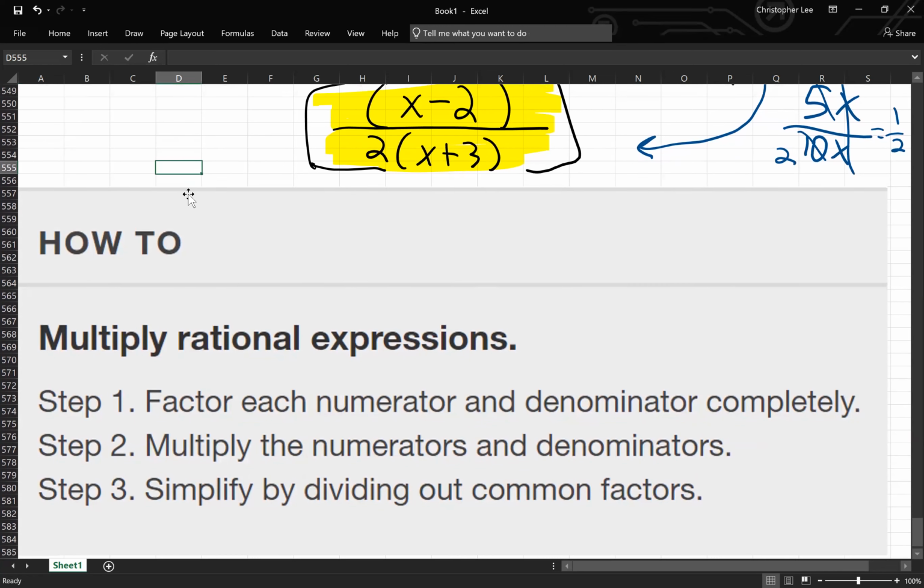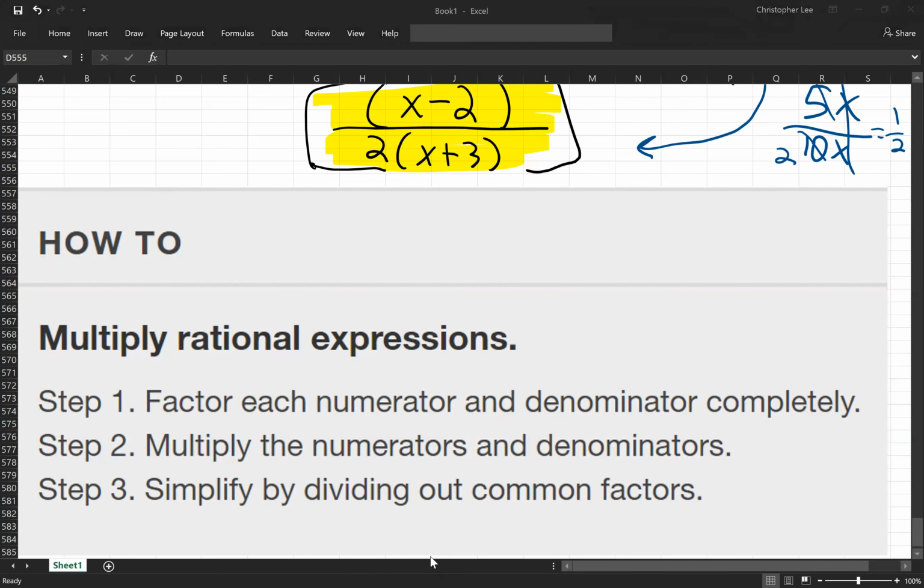So here's some notes real quick. So how to multiply rational expressions. Step 1, factor each numerator and denominator completely, right? Step 2, multiply the numerators and denominators. Step 3, simplify by dividing out the common factors. All right. So those are your notes for this section. Let's try another one.